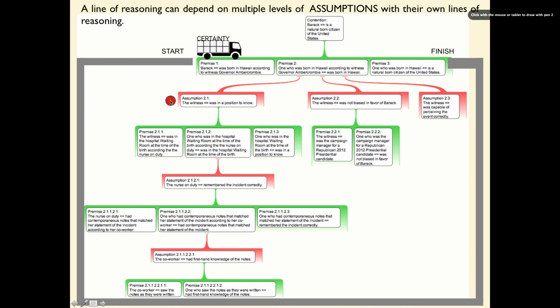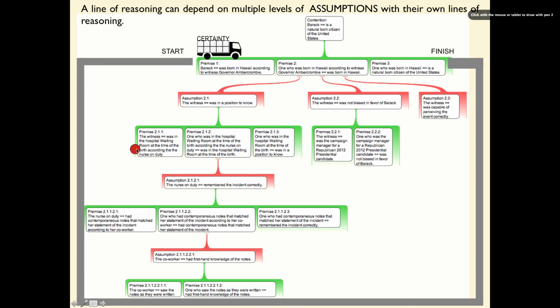So, for example, the assumption the witness was in a position to know is supported by 3 premises. Here you have: the witness was in the hospital waiting room at the time of birth according to the nurse on duty. One who was in the hospital waiting room at the time of the birth according to the nurse on duty was in the hospital waiting room at the time of birth. And one who was in the hospital waiting room at the time of birth was in a position to know. So here I put in the reasoning that supports that assumption.